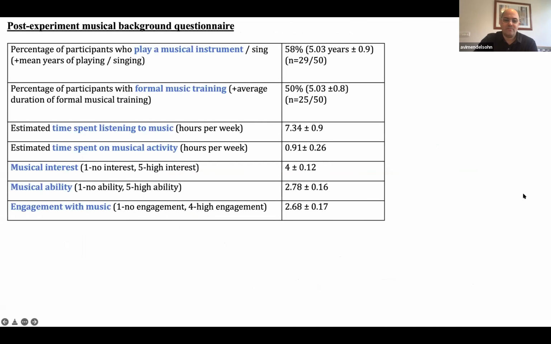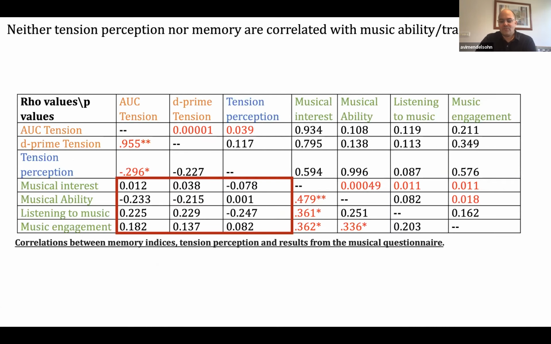And in terms of musical background, maybe surprisingly, musical background was not correlated with the ability to perceive tension. This is what is shown here: musical interest, ability, listening to music. These are subjective reports in the questionnaire. And this is also shown in the literature, where musical training or ability does not necessarily correlate with tension perception or with memory.